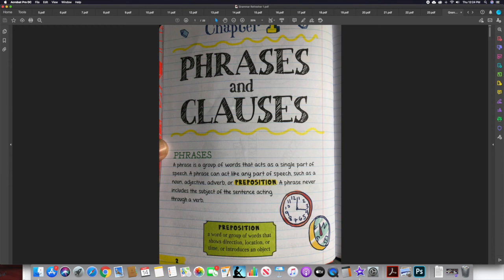A phrase is a group of words that acts as a single part of speech. A phrase can act like any part of speech such as a noun, adjective, adverb, or preposition. A phrase never includes a subject acting through the verb. A preposition is a word or group of words that shows direction, location, time, or introduces an object.